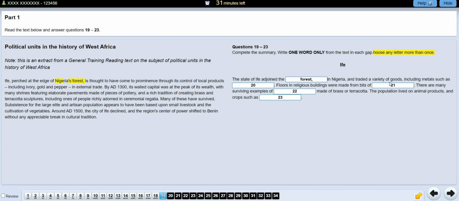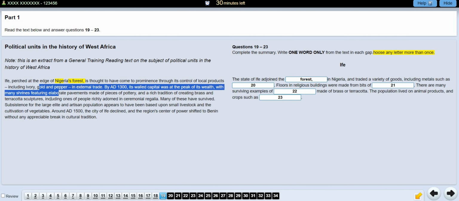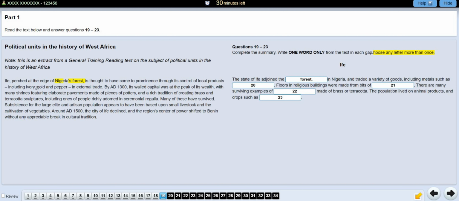One word only. They traded a variety of goods including metals such as... talking about a metal thought to come to prominence through local products: ivory, gold, pepper. So what is metal? Pepper is edible, ivory I'm not sure, gold is a metal, gold, mercury, and all of these things are metal. Okay, so floors in religious buildings were made from bits of floor in shrines.